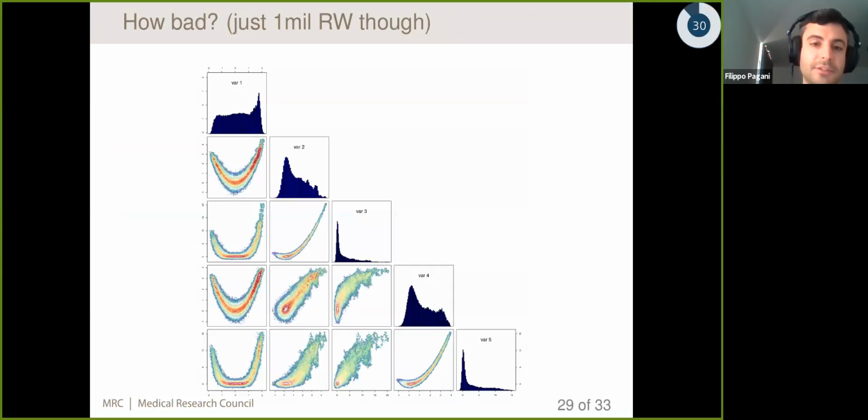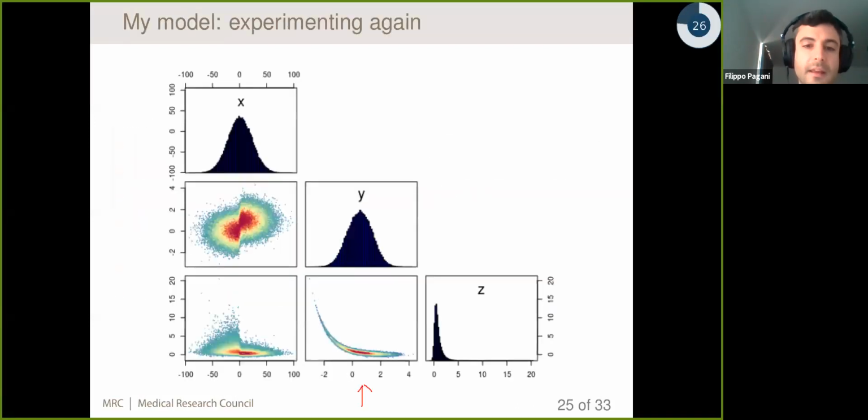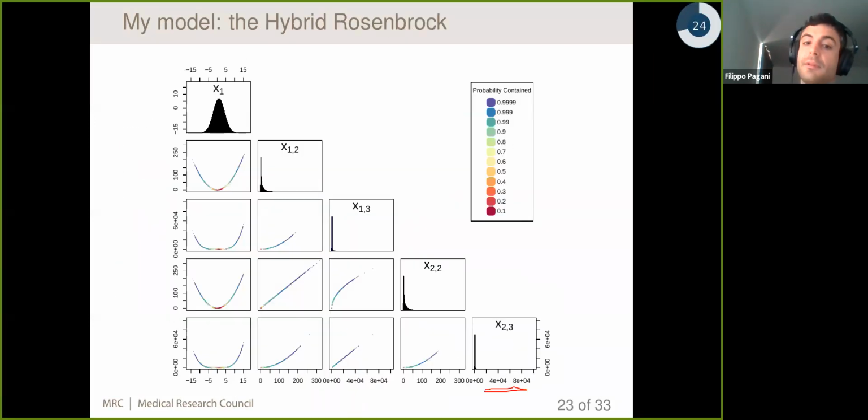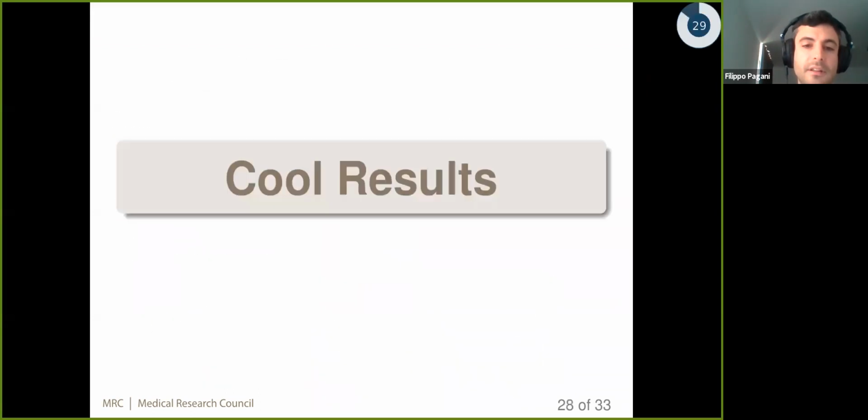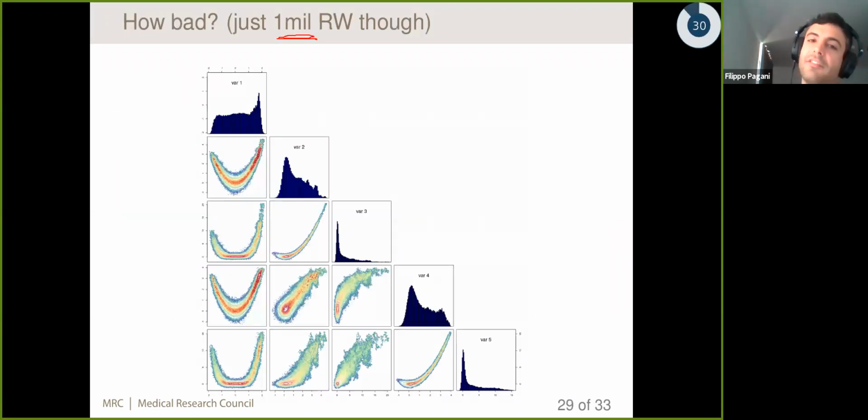For example, I've been asked to show this kind of plot. This is a random walk Metropolis run. Okay, admittedly, it's just 1 million, but then in the next plot, I'll show you that if you increase it a lot, it doesn't really make a difference. It's just 1 million samples from this model, this hybrid Rosenbrock. So this is what the model looks like. And this is what you see after 1 million random walk samples, right?